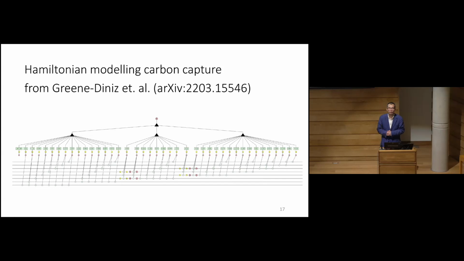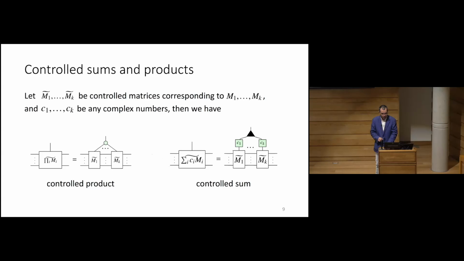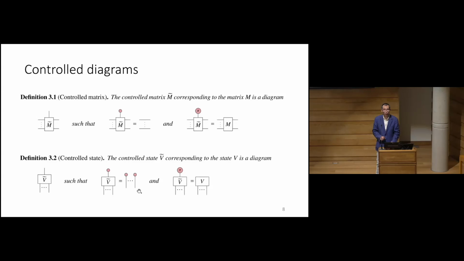Thank you for the talk. I have a question about the control matrix and control state. When you say control matrix, it should be a matrix with the same number of inputs and outputs, right? Because you say that it's the identity when the control is zero. Can you define a control matrix which is not square? Here it is a square. We didn't do the control matrix for non-square. I think it may be possible, but we didn't do that.